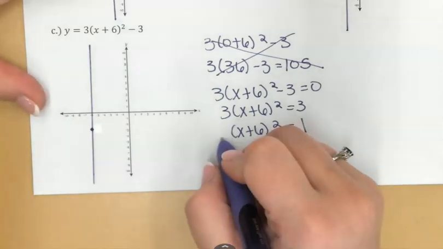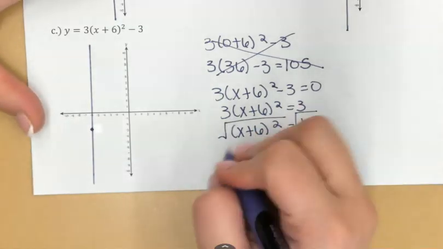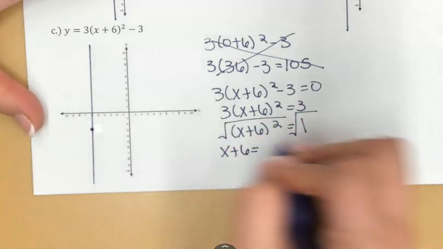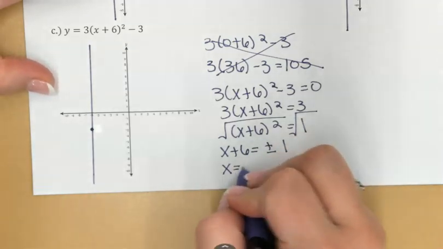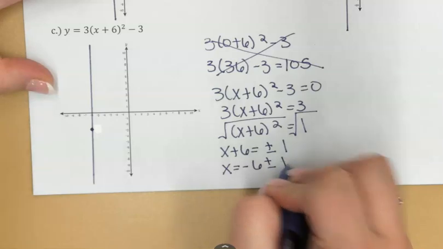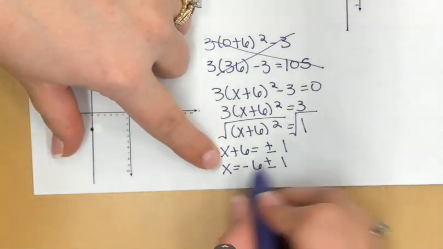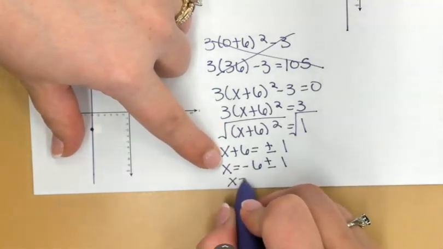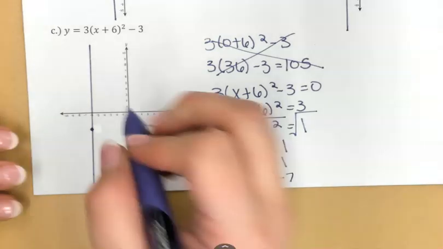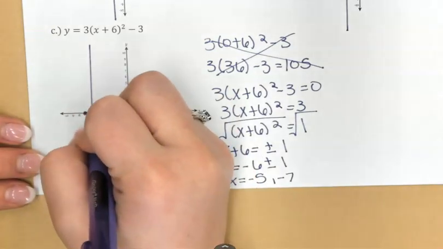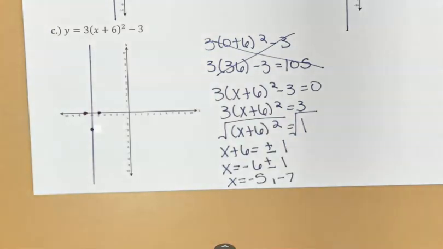Now I have my square by itself, so I can square root both sides. And x plus 6 is going to be equal to plus or minus 1. So x is -6 plus or minus 1. -6 plus 1 will give me -5. -6 minus 1 will give me -7. So there are my 2 x-intercepts.